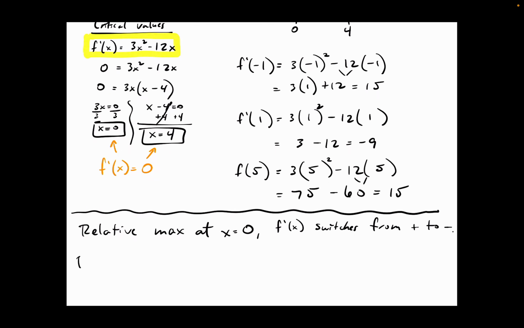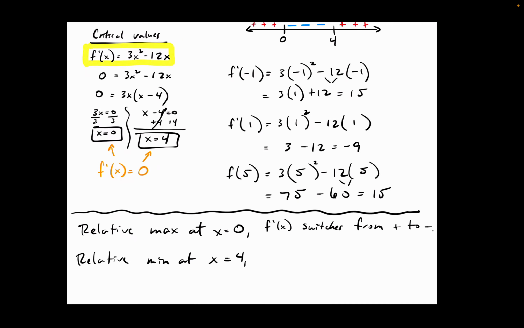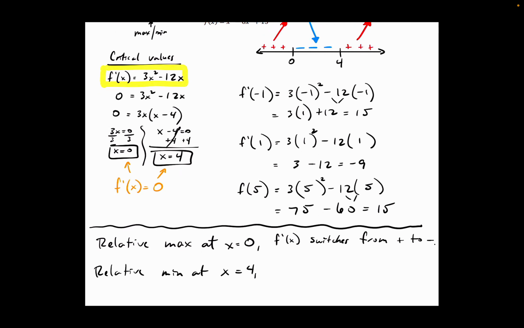Okay? Now relative minimum. Relative minimum at x equals 4. Good. How do we know it's relative and not absolute? Great question. We don't know, but we're just going to put relative, because could it also be absolute? Yes, but we'll do that later. We know it has to be at least relative, because f prime switches from negative to positive. Done.